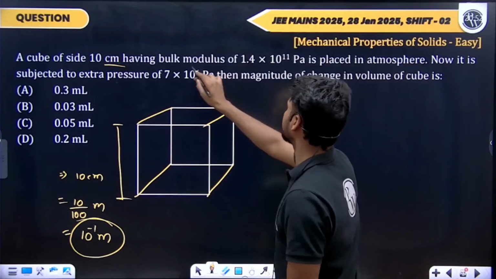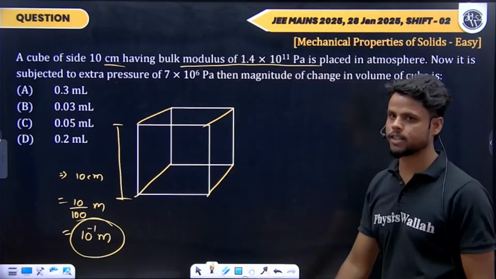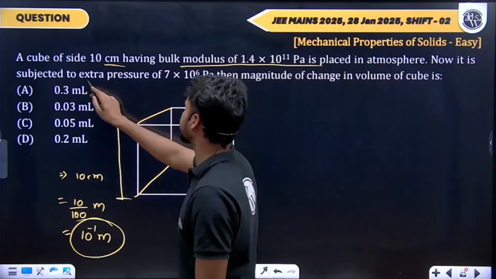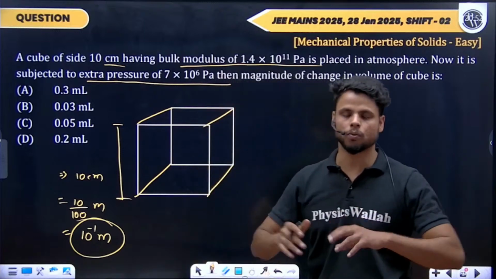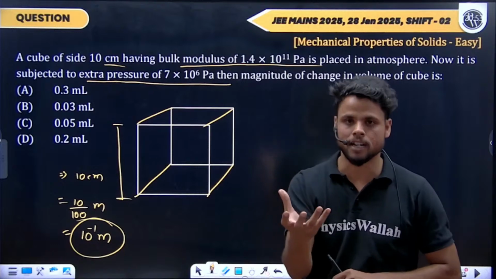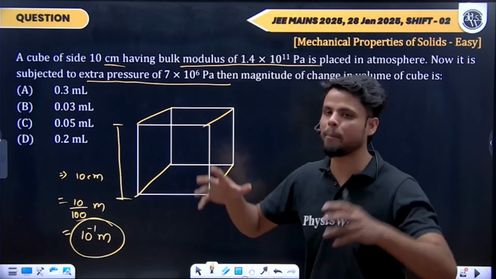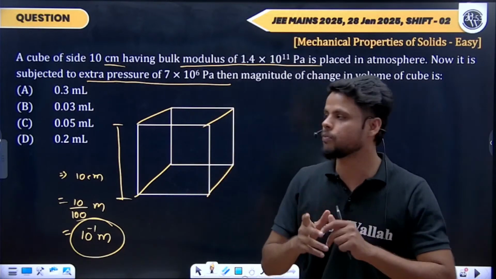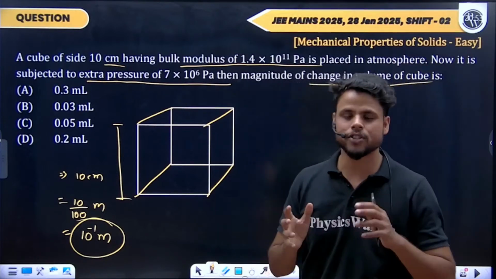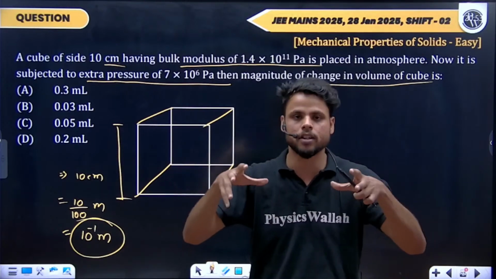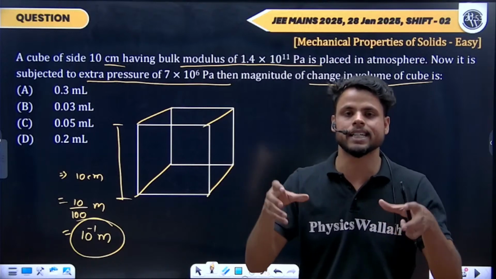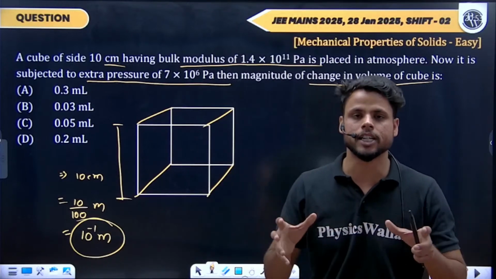Bulk modulus is coming out to be 1.4 into 10 raised to the power 11 Pascal, and subjected to an extra pressure of this much. So in this numerical they are saying that we are having a cube whose side is 10 centimeter, and if we are applying this much pressure on top of it, then what will be the change in volume of the cube. As you know, if you are applying an additional pressure on some object, then it can deform, or it can change its dimension, or it can change its volume.